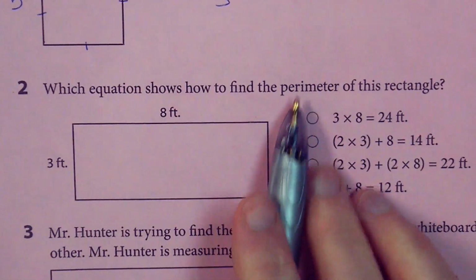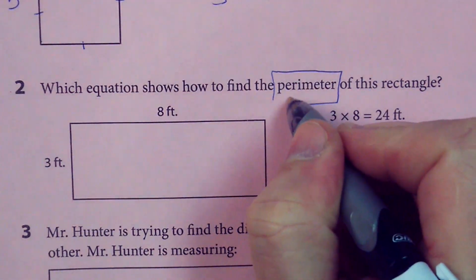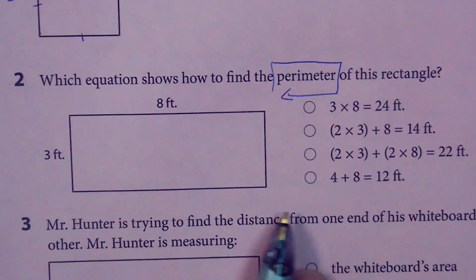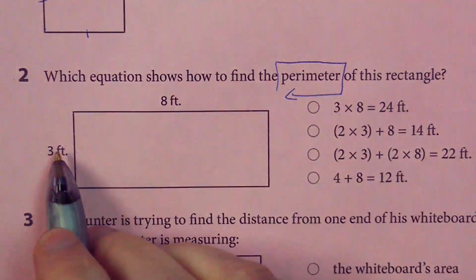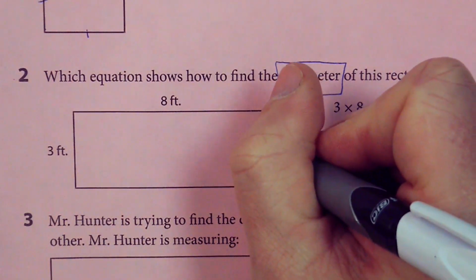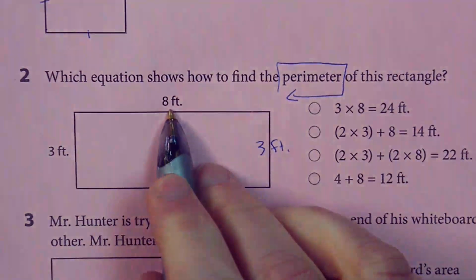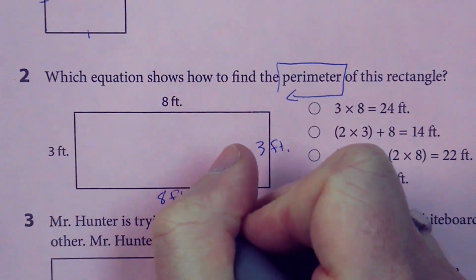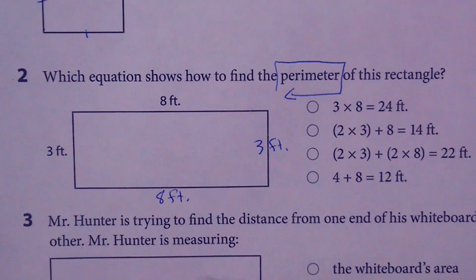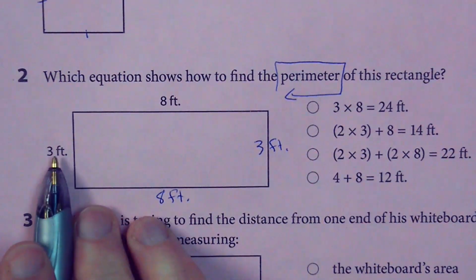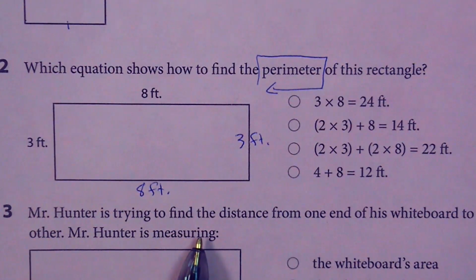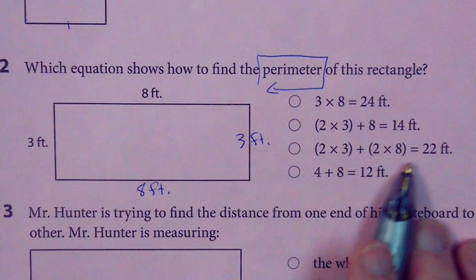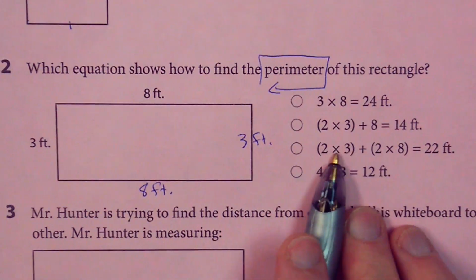Which equation shows how to find the perimeter of this rectangle? I have a 3, I have an 8. Let's go ahead and fill in the rest just so we know. Opposite sides on a rectangle have to be the same, so we know that's going to be 3 feet. Opposite side, 8 feet. So what do we have? We know that 8 plus 8 is 16. 3 plus 3 is 6. 16 plus 6 should be 22, right? So we know that options-wise, there's really only one that has the right answer, but is the equation right?